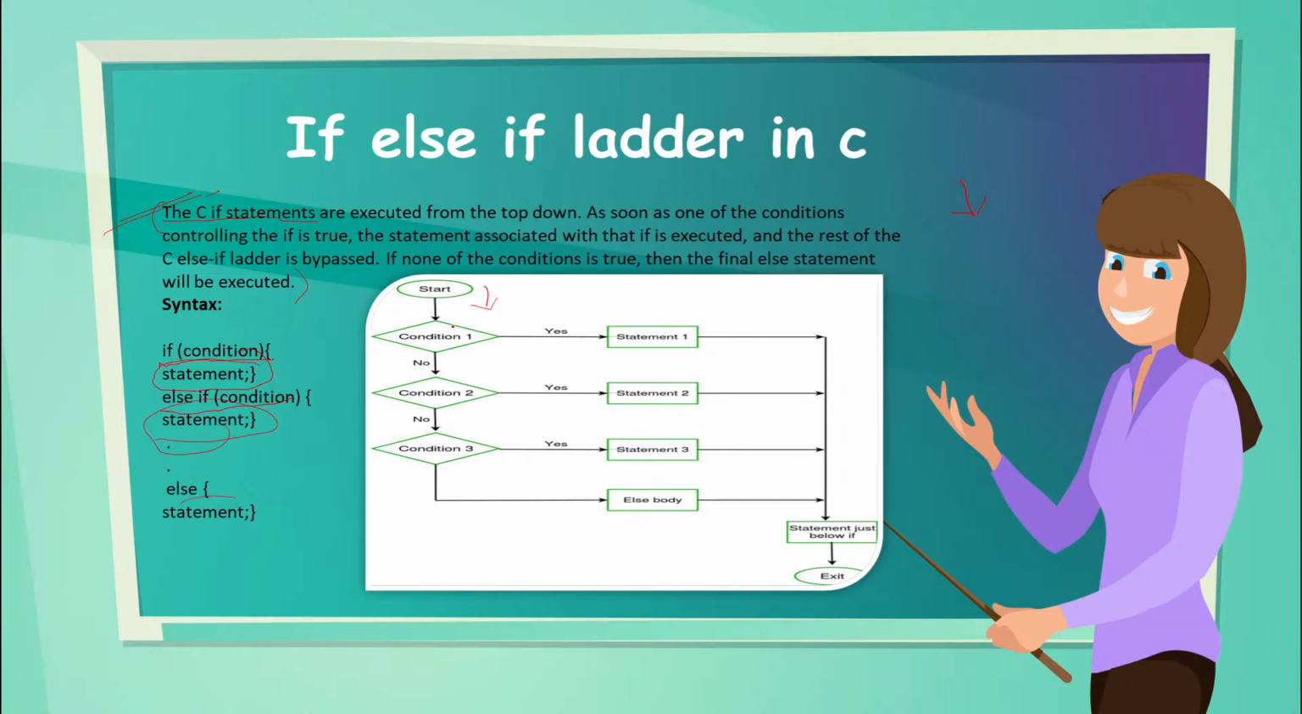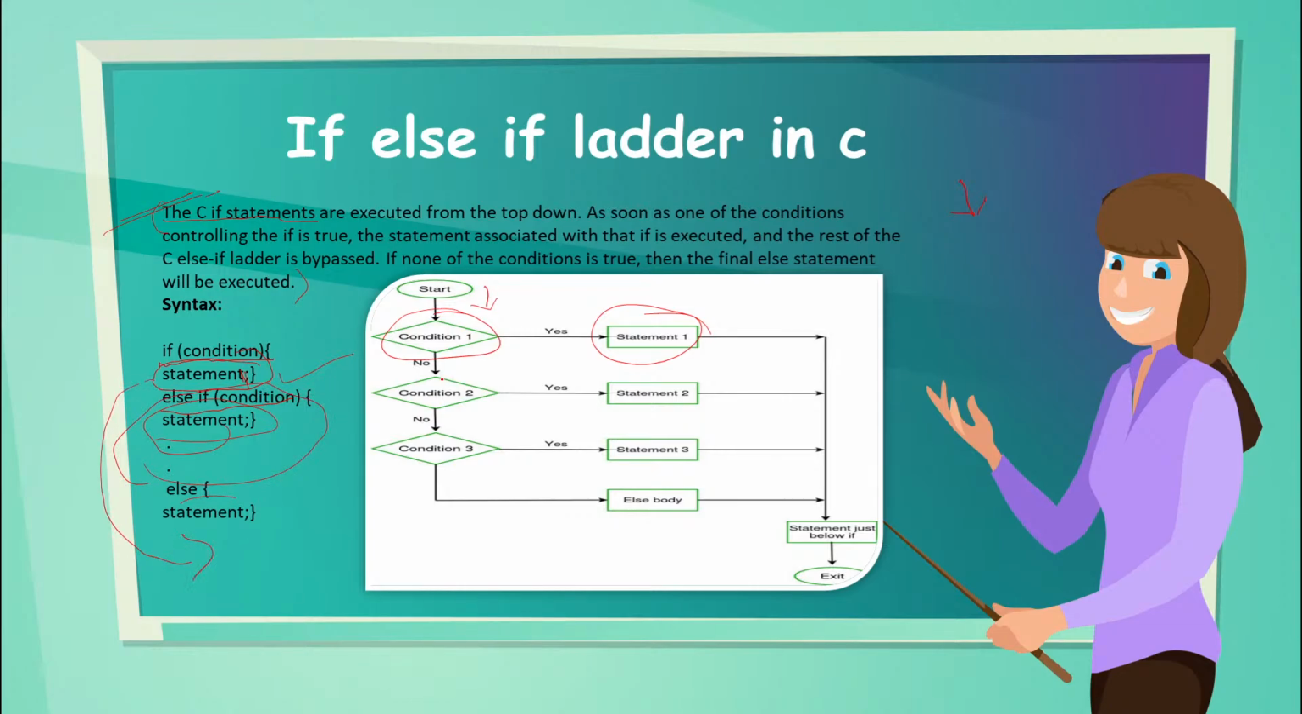See here, the flow of execution starts over here. It will check the if condition. If this particular condition is satisfied, then it will go to statement one. Assume that this is statement one. Then this particular statement will be executed, and the remaining else if statements would not be executed. Then it will go to the default next statements.